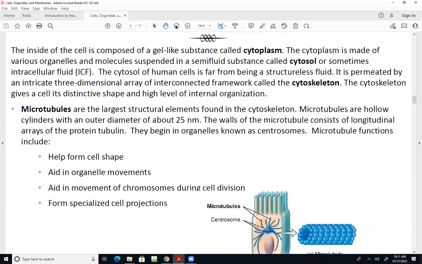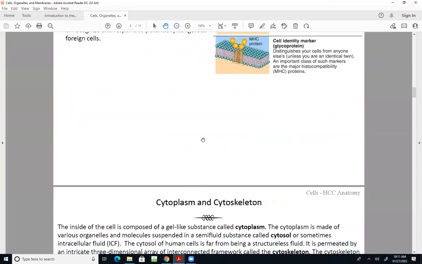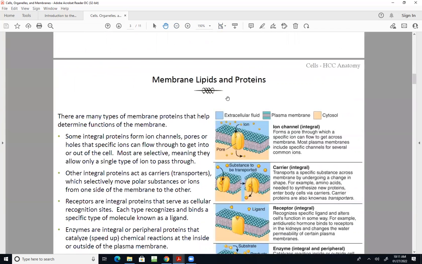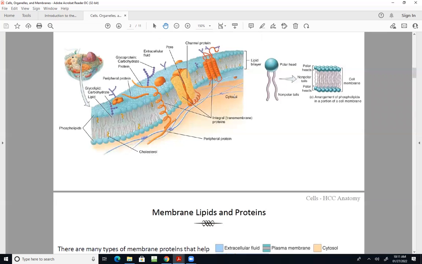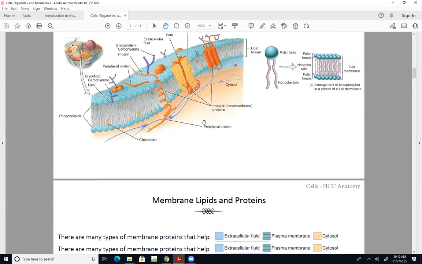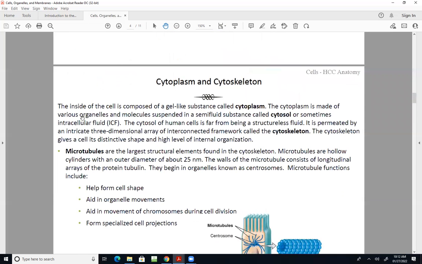All right, inside of our cells, we have a gel-like substance called cytoplasm. It is made up of the various organelles, all those little machines and molecules suspended in a semi-fluid substance called cytosol, or what we will also refer to as the intracellular fluid. So we've already been talking about the cytosol. Cytosol, I pointed out a couple slides ago, is just the fluid on the inside of our cells. Another term for it is intracellular fluid.